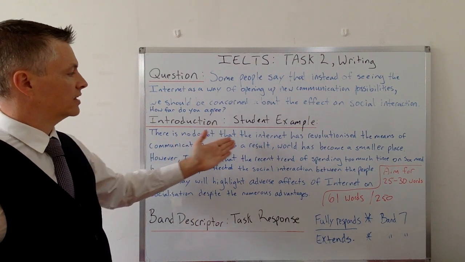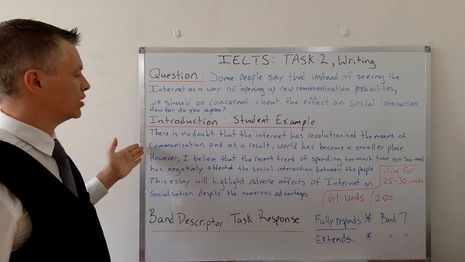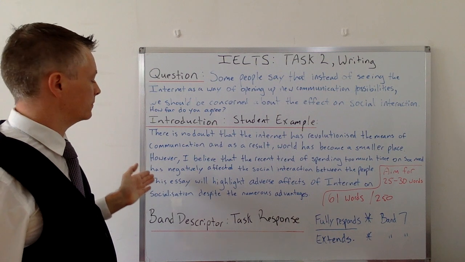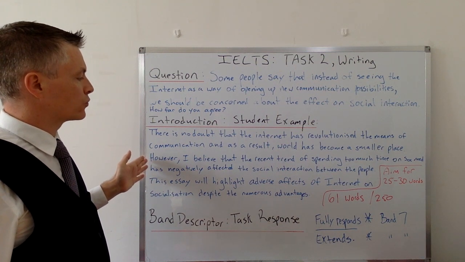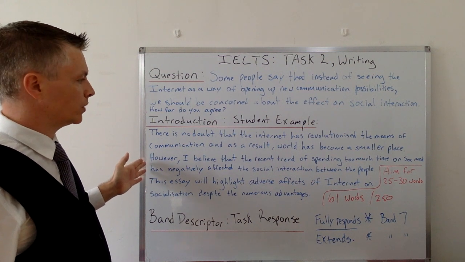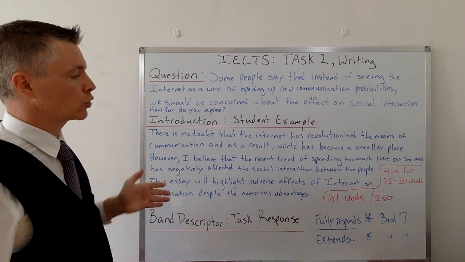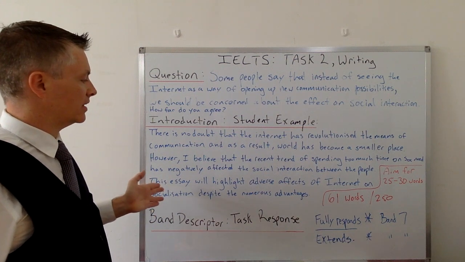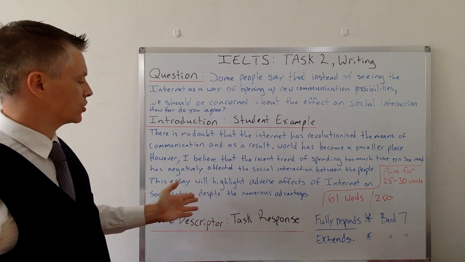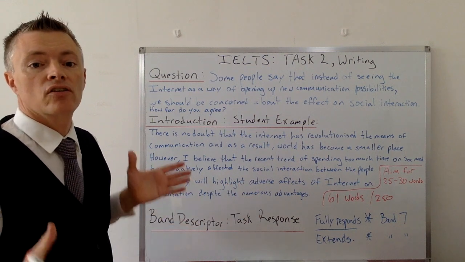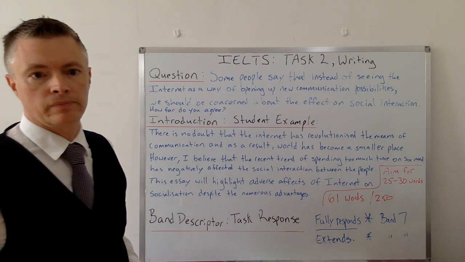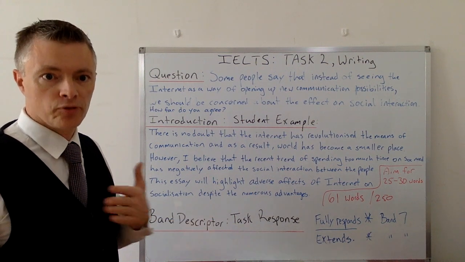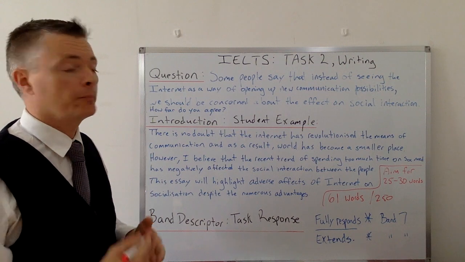There is no doubt that the internet has revolutionized the means of communication, and as a result, the world has become a smaller place. Seems to make sense, right? However, I believe that the recent trend of spending too much time on social media has negatively affected the social interaction between the people. Okay? This essay will highlight adverse effects of internet on socialization despite the numerous advantages. Now, there are grammar issues with this, but the grammar issues are not the reason she wasn't getting a 7. And I will help you fix these kind of grammar issues in another video.